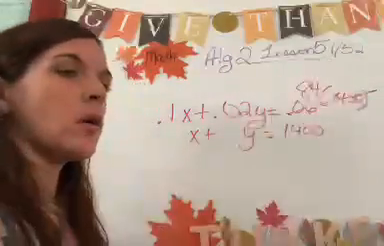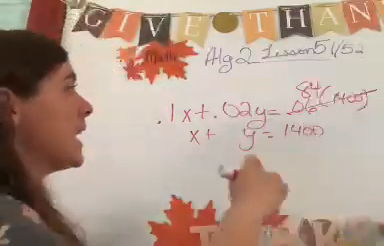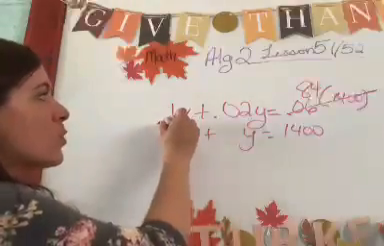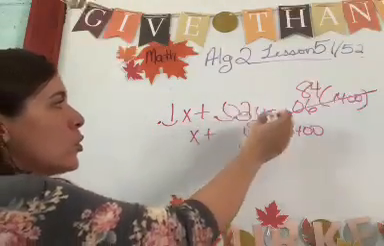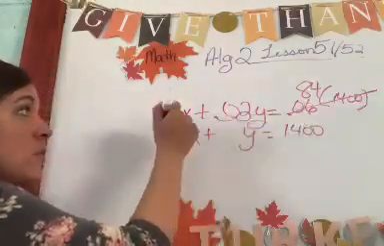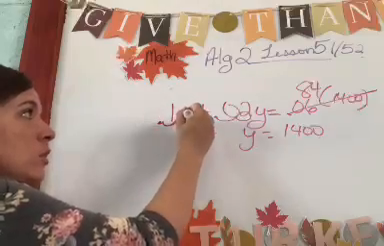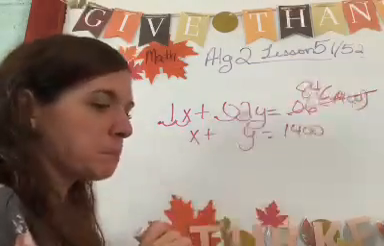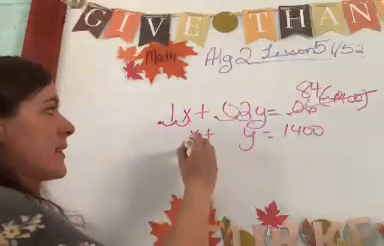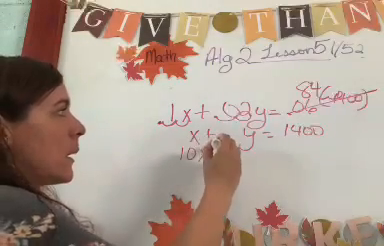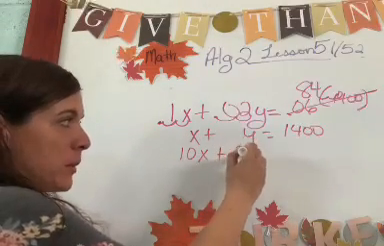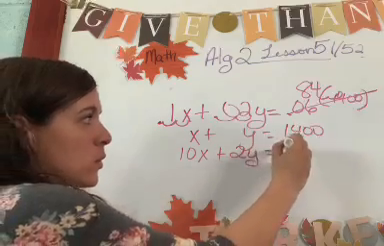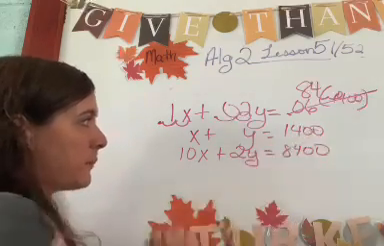Okay, so there you go. 84 is right there. I'm going to move my decimal places 1. We have to move this one 2. So that means this one has to move 2 as well. Everything has to move 2. So then 84 is going to be 8,400, right? So now I'm going to write it. This is 10x plus, be careful how you move your decimal places, 2y equals 8,400, right?